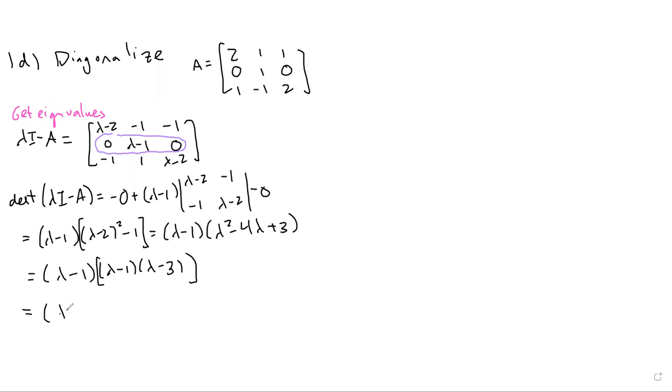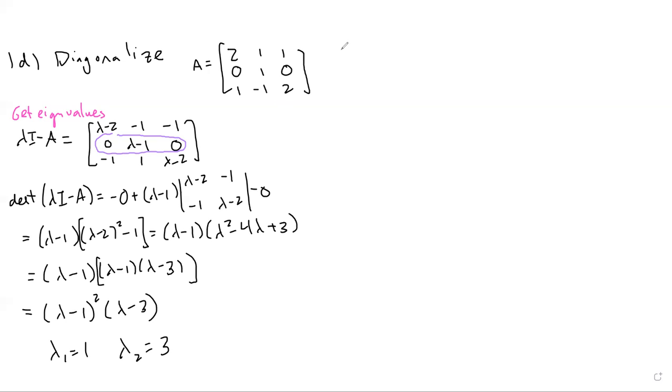And so what we can see is that we do have 1 showing up twice. So I'll have lambda 1 equals 1 and lambda 2 equals 3. So we only have 2 eigenvalues. That doesn't necessarily mean that this thing is not diagonalizable. Diagonalizability depends on the number of eigenvectors we get.